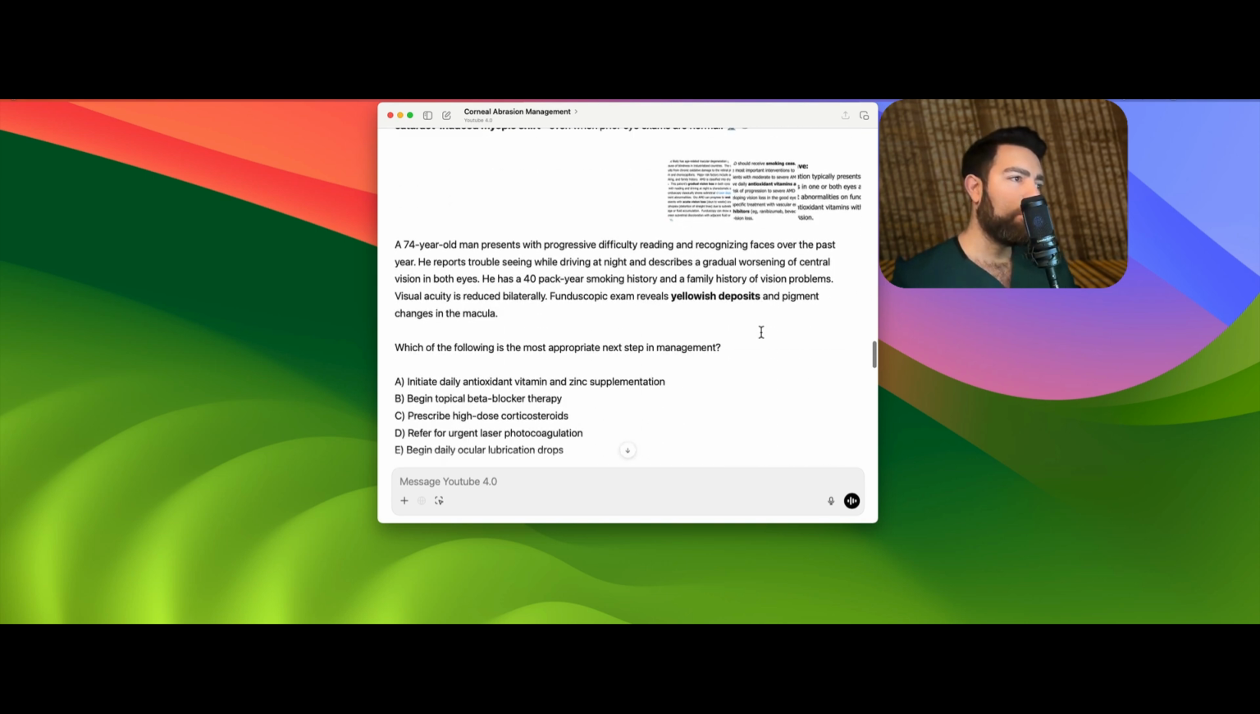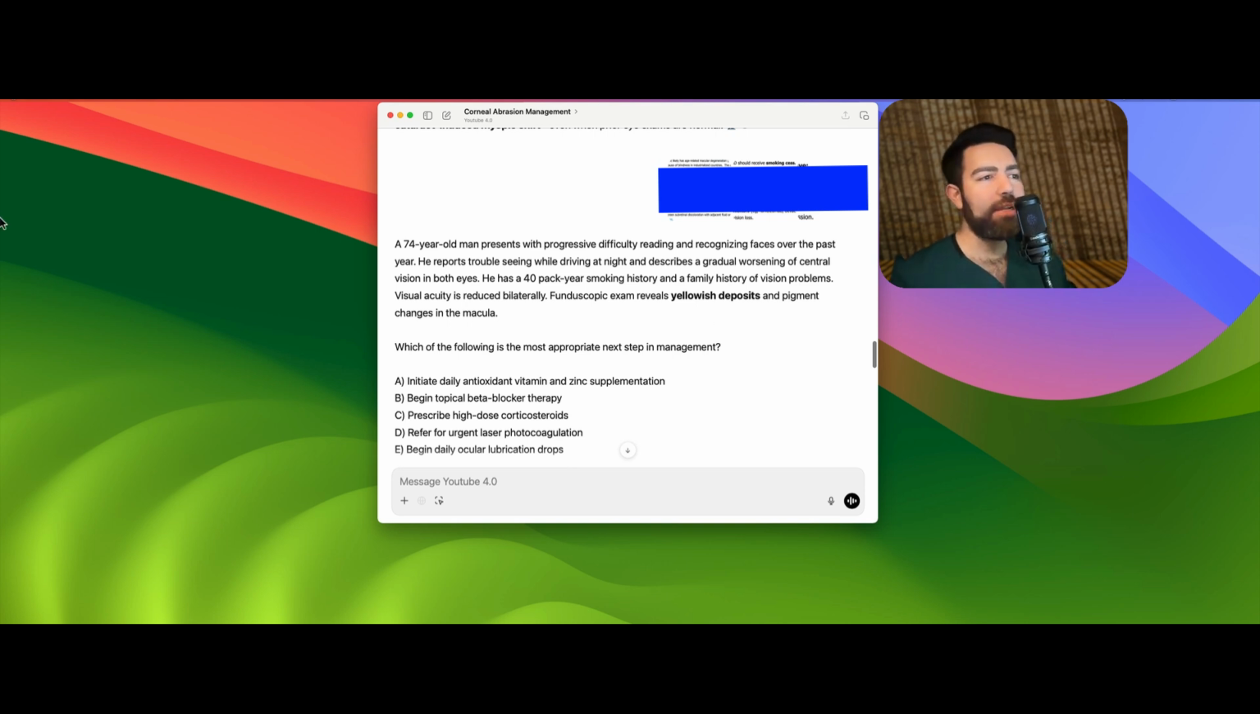We have a 74-year-old man who presents with progressive difficulty reading and recognizing faces over the past year. Okay, so he reports trouble seeing while driving at night and describes a gradual worsening of central vision in both eyes. He has a 40-pack smoking history and a family history of vision problems. Visual acuity is reduced bilaterally. The fundoscopic exam reveals yellowish deposits and pigment changes in the macula.